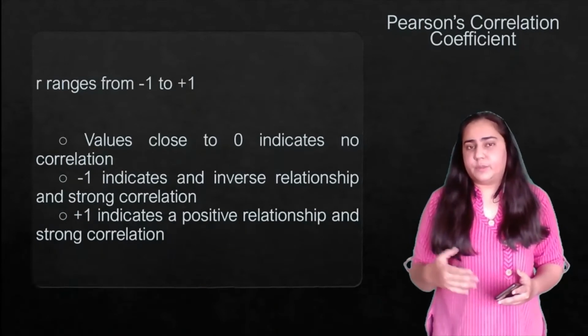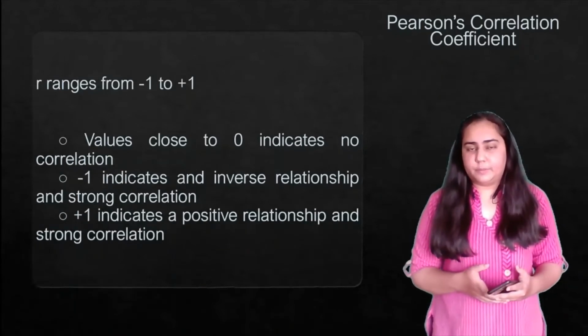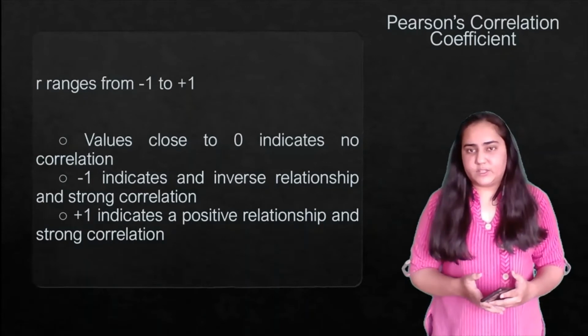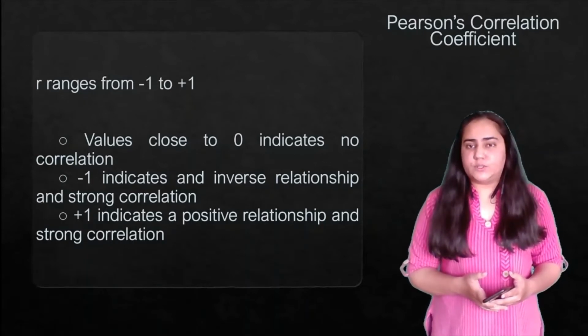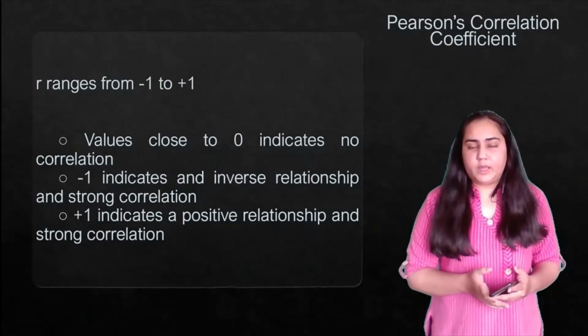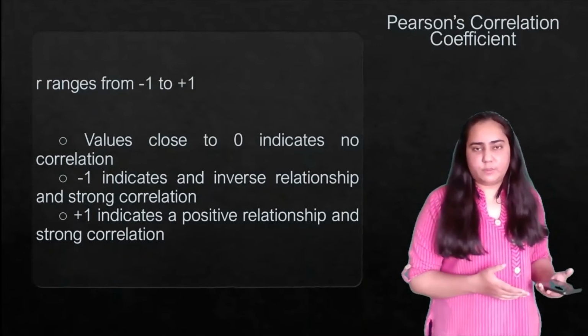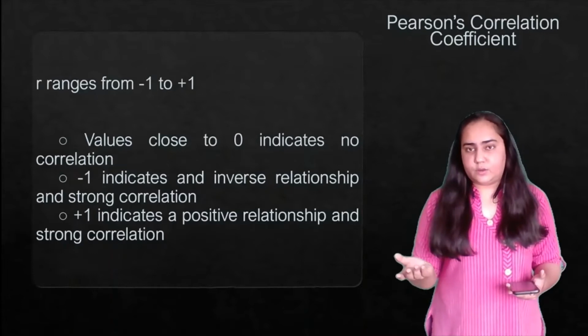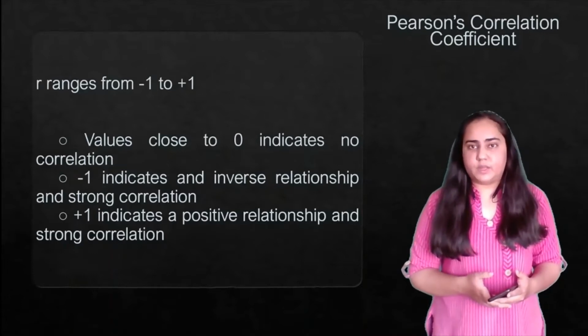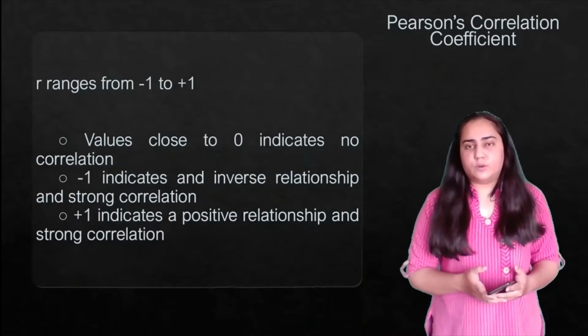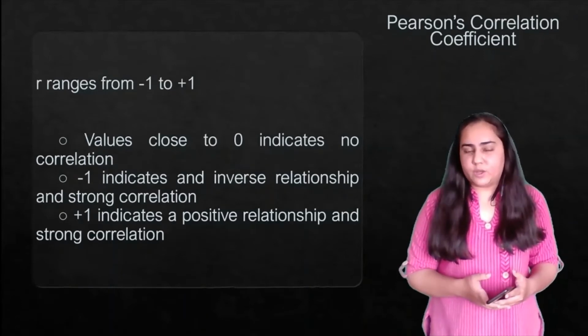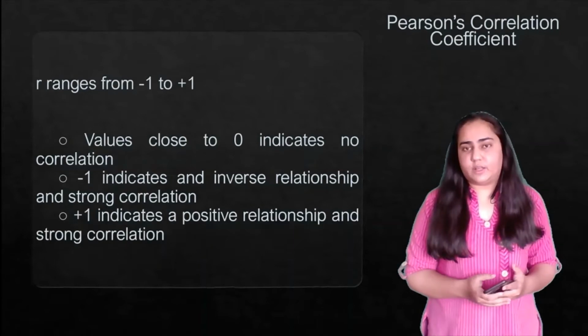If the value of R is positive, from 0 to 1, and as close to 1 as possible, then it shows a strong correlation and indicates a positive relationship, which means if one variable increases, the second one is also bound to increase. So that's what Pearson's correlation coefficient is. In a short while, we are going to see how we can actually find that value.